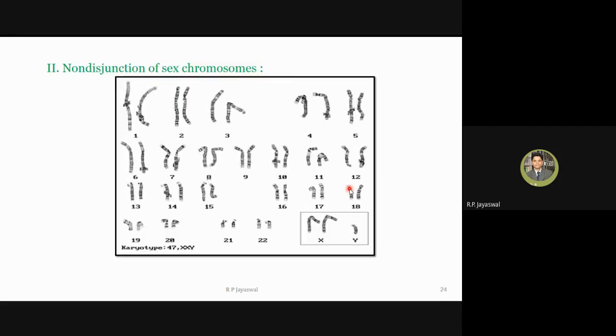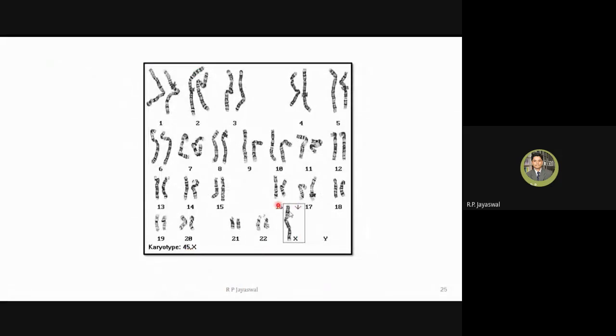Here we have two X and one Y chromosome. So the total chromosomes in the cell is 47, because one additional X chromosome is there. So we write XXY, and this is Klinefelter syndrome. Here you can see that one of the chromosomes is missing, not Y, not X. So the total number of chromosomes is 45, and we have written X.